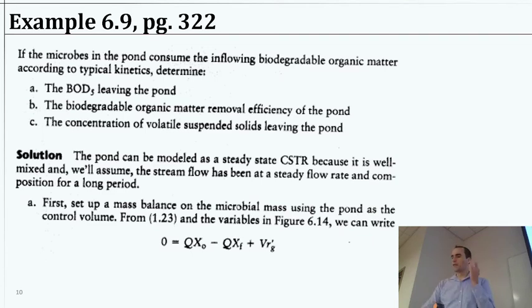I'll go ahead and read the first part of the solution. It says the pond can be modeled as a steady state CSTR because it's well mixed, and we'll assume that the stream has been flowing at a steady rate and composition for a long period. So the first step would be to set up a mass balance, and it's saying set it up on the microbial mass using the pond as a control volume and the variables we saw a minute ago.